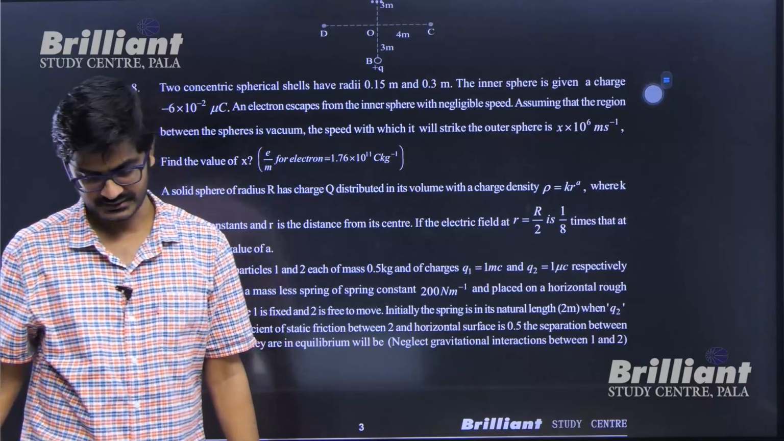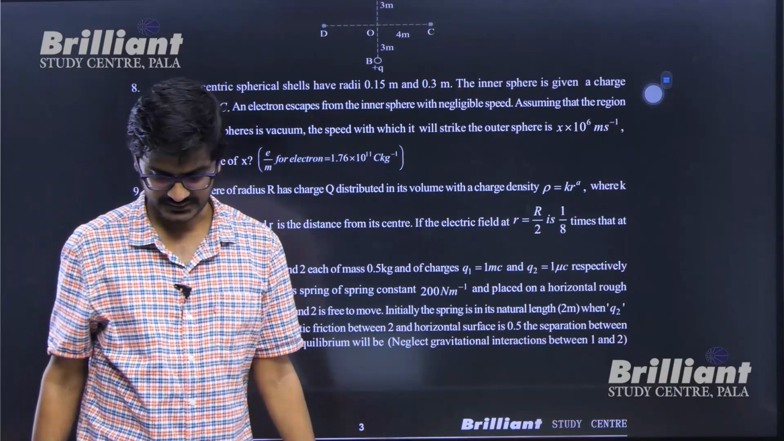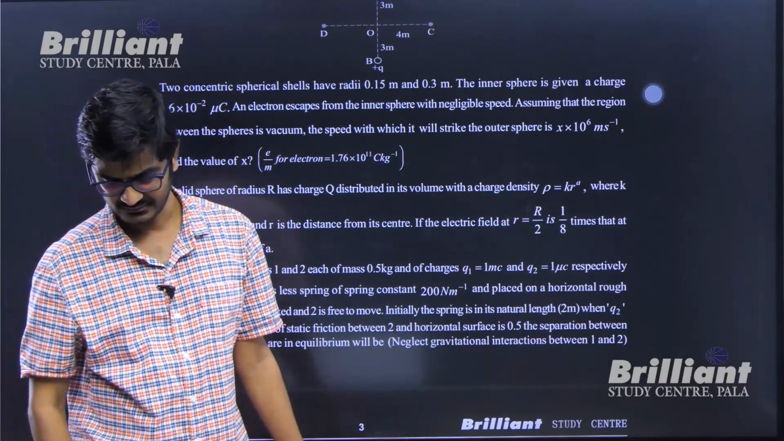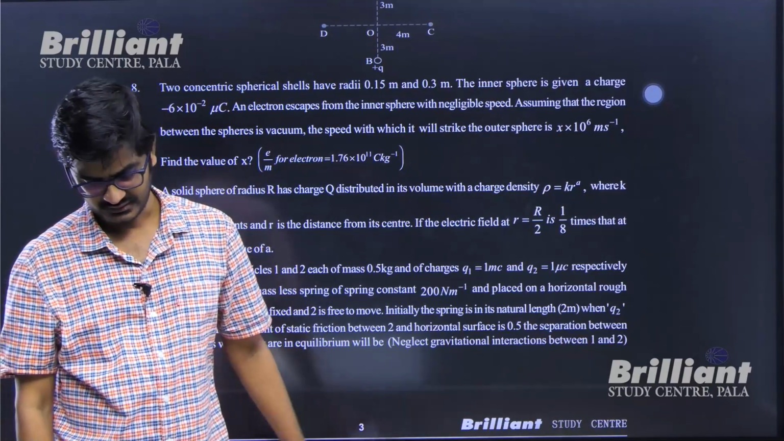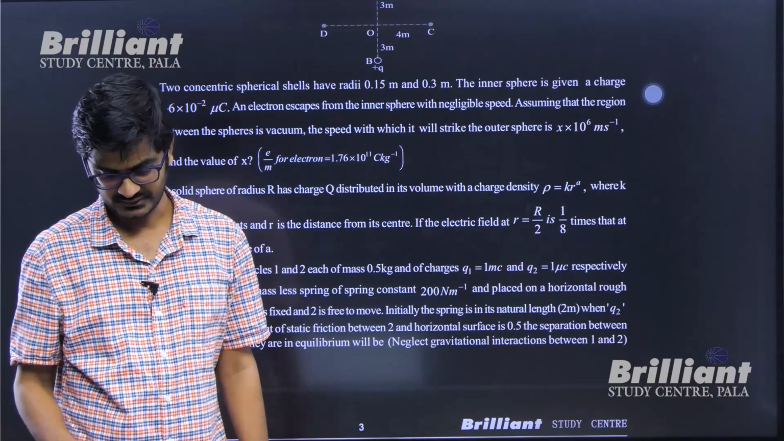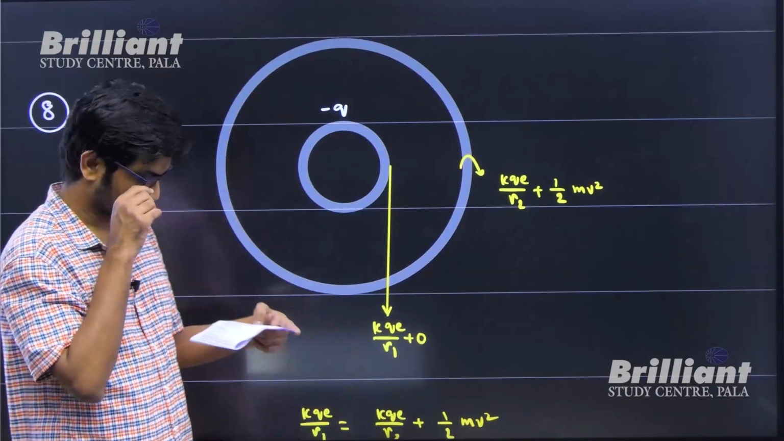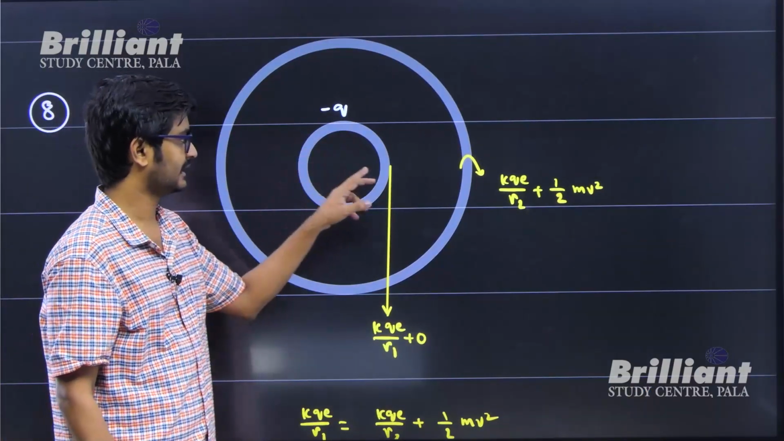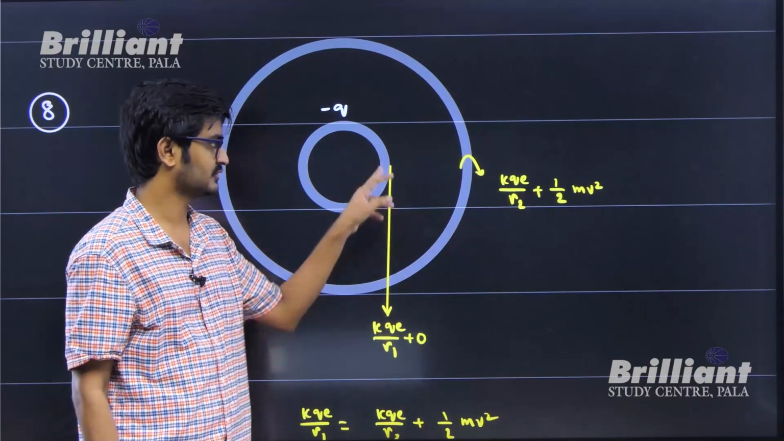Two concentric spherical shells. The inner sphere is given a charge. The electron escapes from the inner sphere with negligible speed. Assume that the region between the spheres is vacuum. Find the speed with which it will strike the outer surface. So there is negative charge here. The electron is having almost zero speed here.